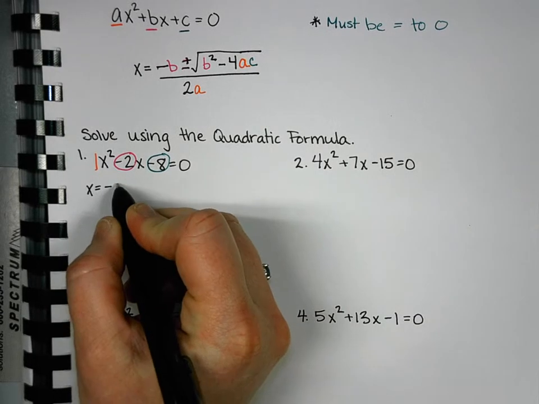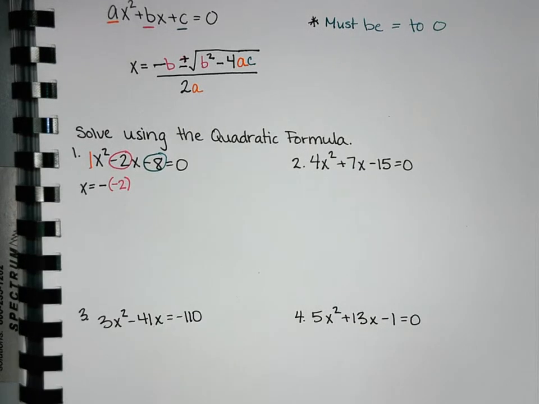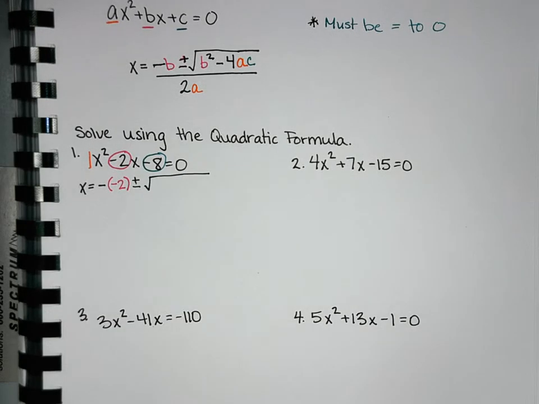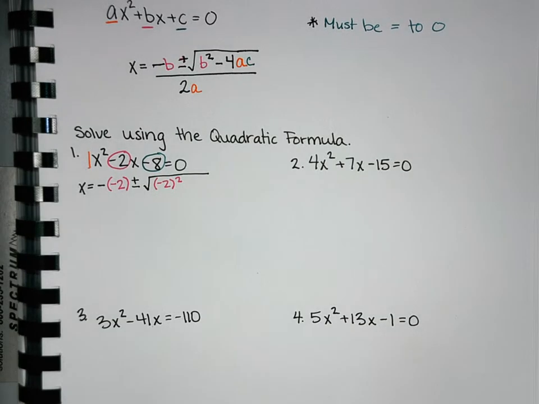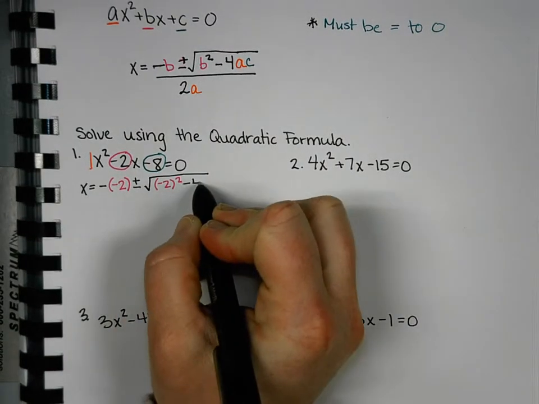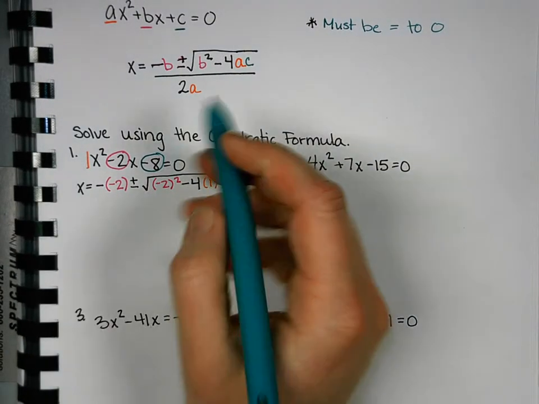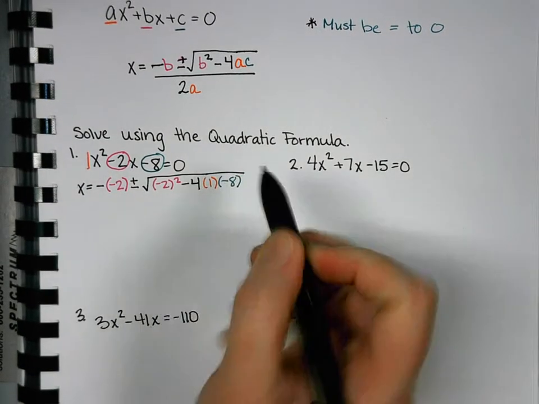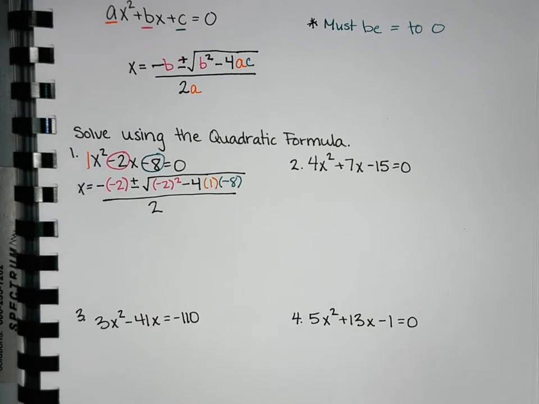So x equals negative B. So B is -2. Plus or minus the square root of B squared minus 4AC, so 1 and -8. I never make my radical long enough. All over 2 times A, or 2 times 1.